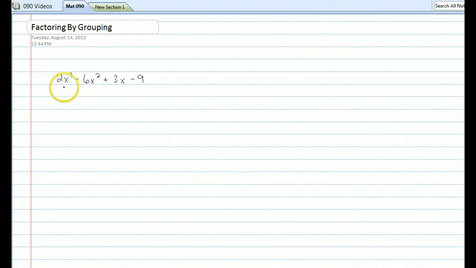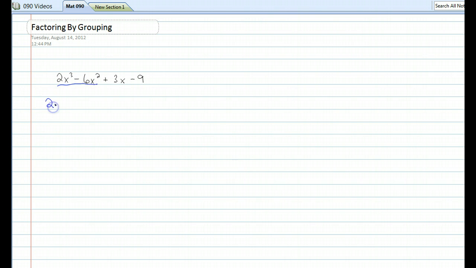The first thing you do is you sort of in your head group those first 2 terms together, 2x cubed minus 6x squared, and see what you can factor out of just those 2 terms. Both of those terms have an x squared that you can factor out, and both also have a 2 that you can factor out because 6 and 2 are both divisible by 2. So I'm going to do all of that at once.